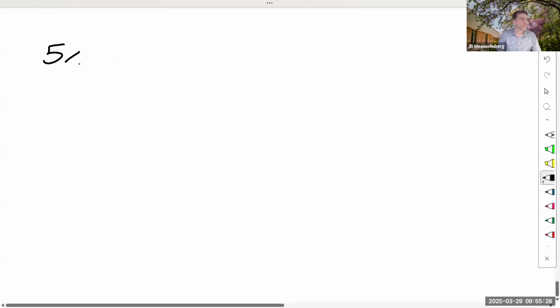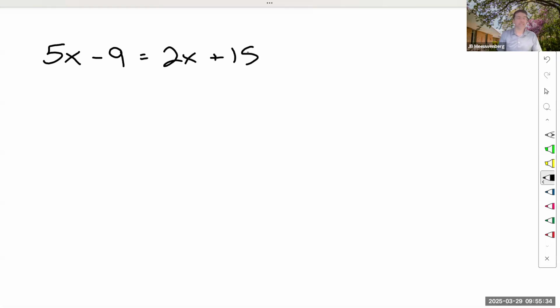5x minus 9 is equal to 2x plus 15. And what I'd like you to do is solve the equation, but as you do it, sketch a balance scale alongside it so you can, again, develop that modeling process.